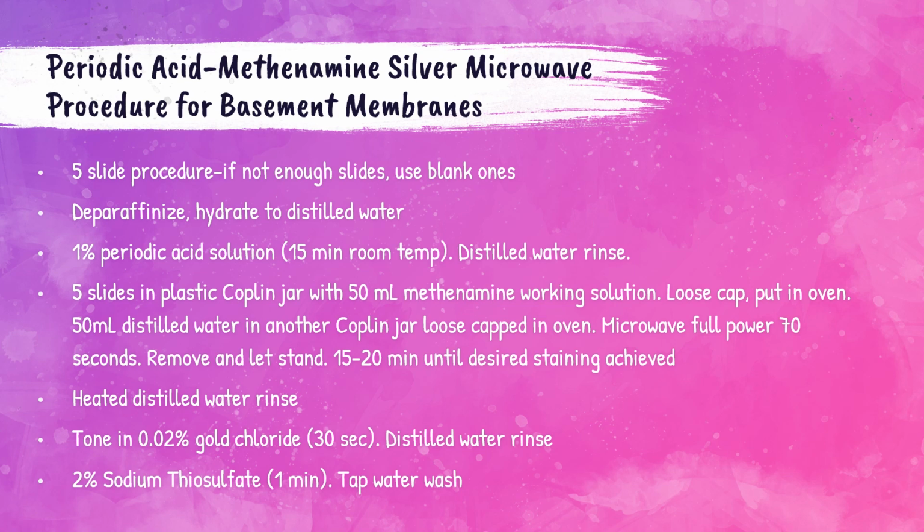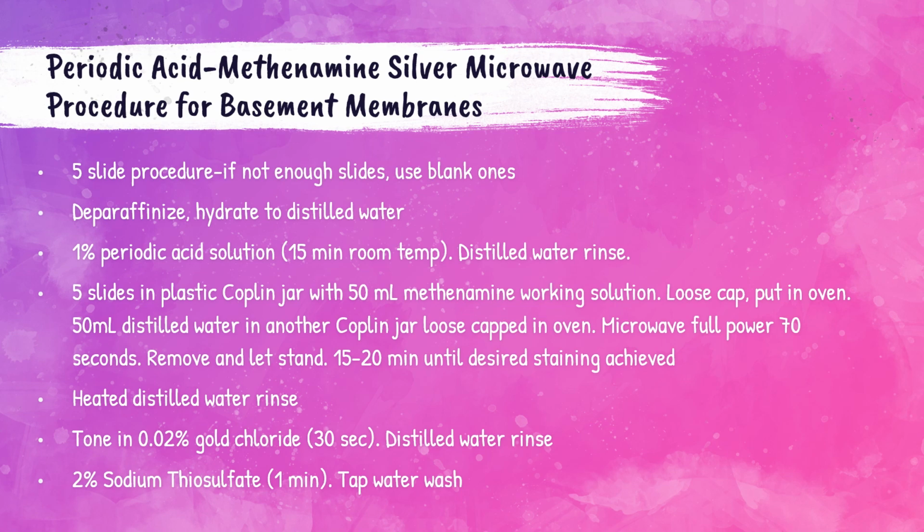The jar should be put in the microwave oven, not just the cap. Another plastic Copeland jar that contains 50 milliliters of distilled water with a loose cap should also be placed in the oven. Then they need to be microwaved at full power for 70 seconds. Remove both the Copeland jars, mix the contents with a Pasteur pipette, and let it stand. The slides do need to be checked frequently. However, 15 to 20 minutes is what it usually takes until the desired staining is achieved.